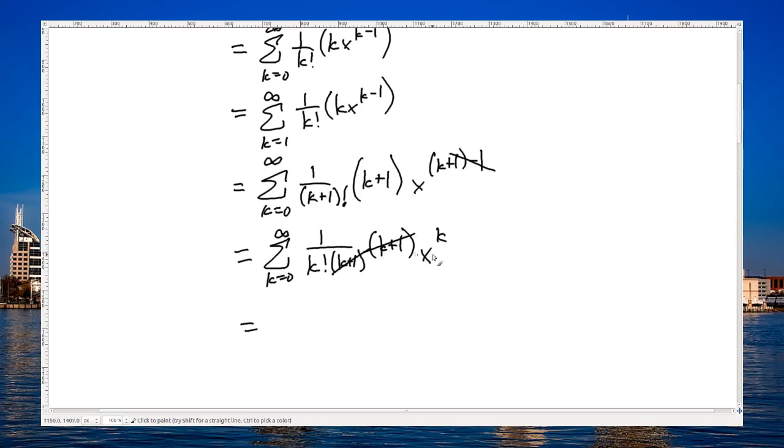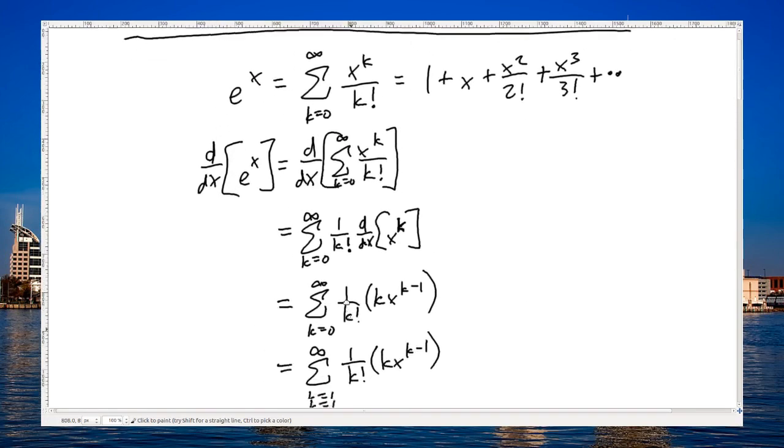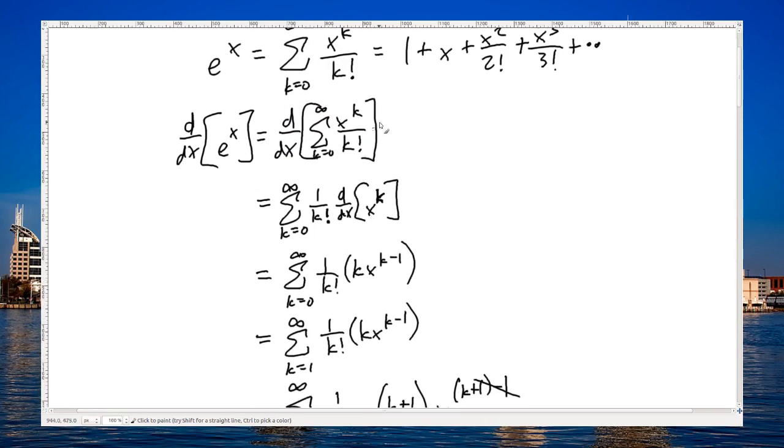Finally, took us a while to get here, but we get that x to the k over k factorial series from k equals 0 to infinity, and gosh, that's e to the x. So that finishes my proof. The derivative of e to the x is in fact just e to the x.